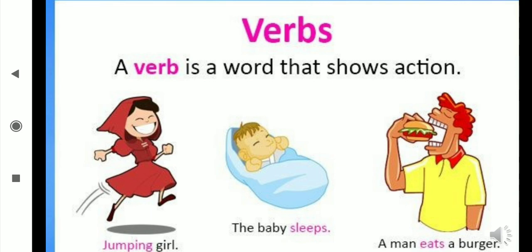Now, here is another example. What is it? The baby sleeps. What action is the baby doing? Very good. Sleeps. Sleeps comes under the action word, and this action word we say is a verb.